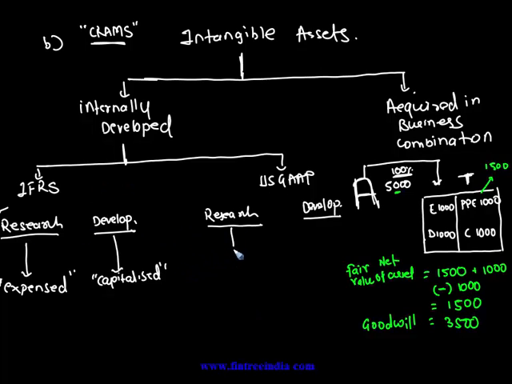US GAAP is slightly more conservative on this front. So research expensed and development is also expensed. US GAAP does not allow us to capitalize research, neither does it allow us to capitalize development, and the entire amount is to be expensed when incurred. There is only one exception, which is software development costs.